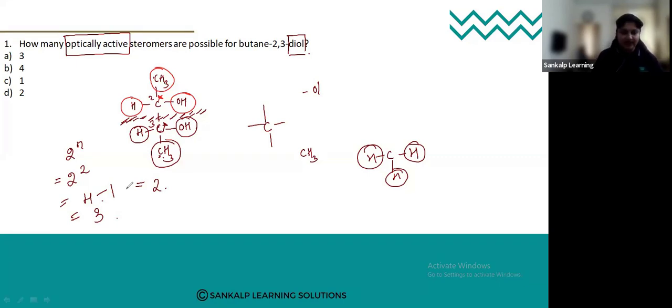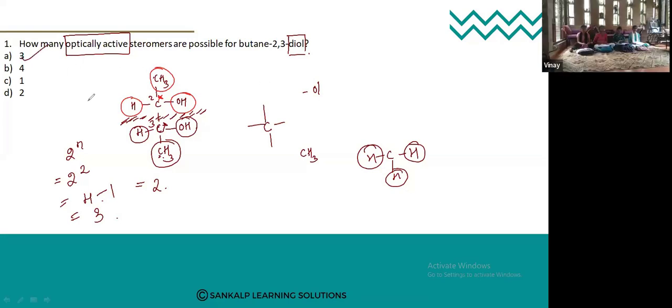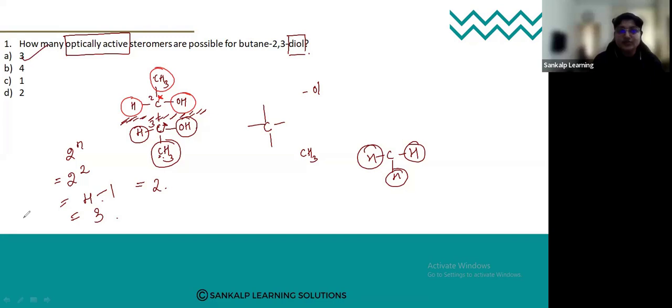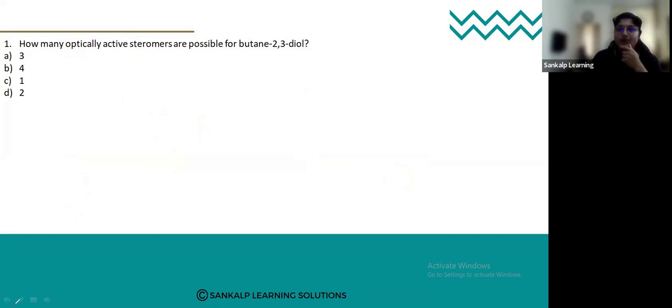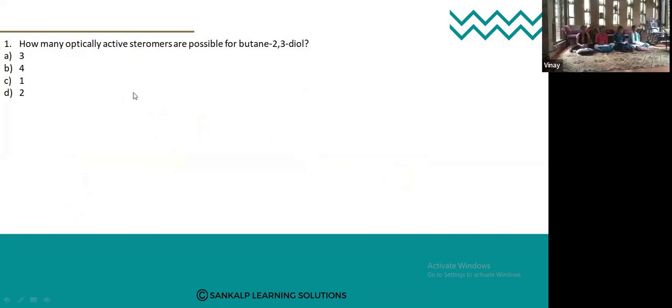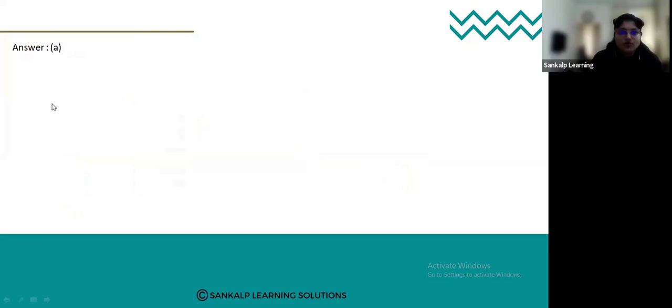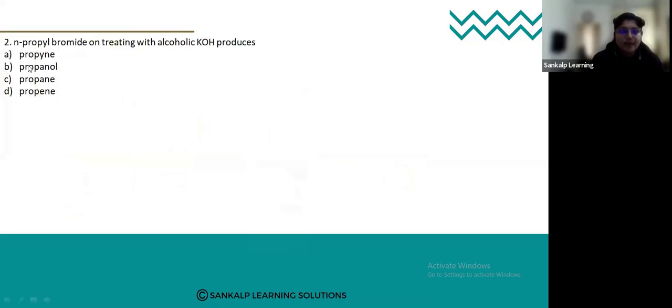So which is our answer? Our answer is option number A. So 3 optically active isomers are possible for this compound, that is butane 2,3-diol. Okay, fine. So this is the answer, option number A. Let us go for the next one.